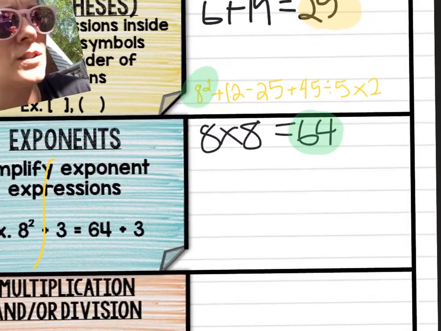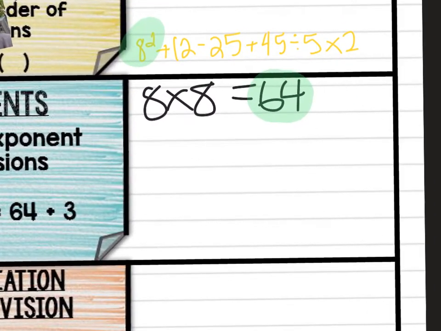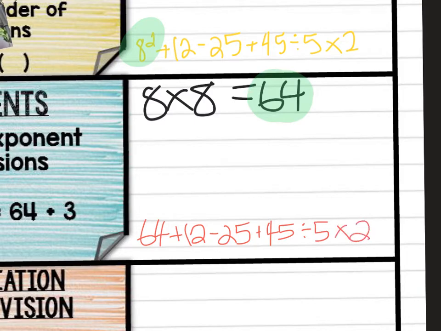So I'm going to zoom in just a little bit so I have a little bit nicer handwriting here. So we have 64 plus 12 minus 25 plus 45 divided by 5 times 2.